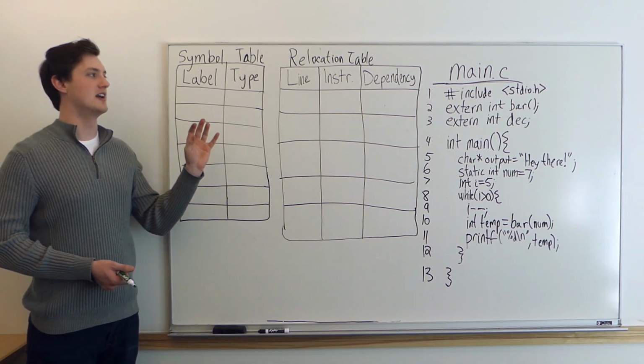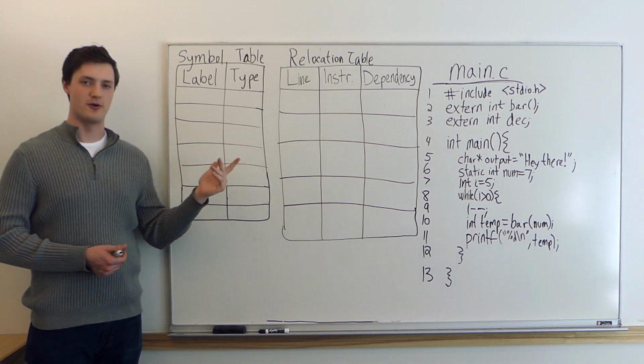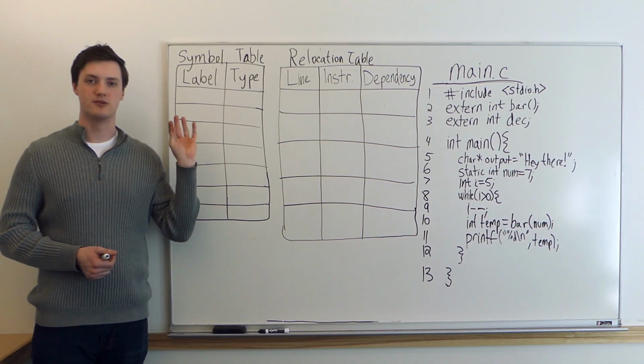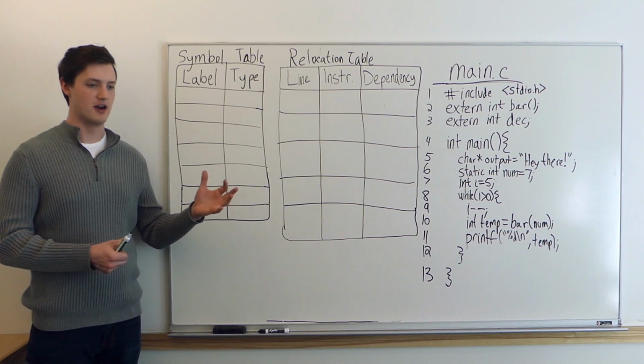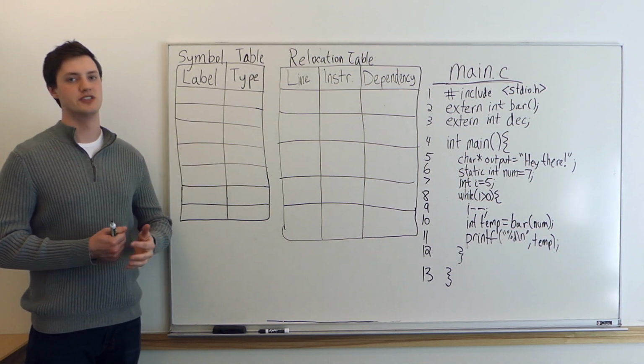The first line we see is a hashtag include, and this is referring to the standard input-output library for C. Include statements don't actually go in the symbol table or the relocation table. Those just give the compiler a good idea of where it needs to look for certain functions, but again, not in either of these tables.